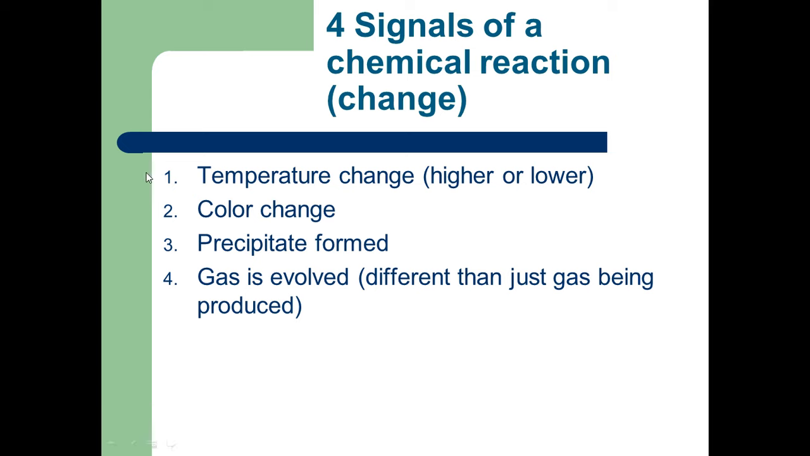Okay, so the first one is a temperature change, higher or lower. So say you mix 2 things and the temperature spontaneously gets higher, or you mix 2 things and the temperature gets lower. That's a sign that a chemical reaction has occurred. The second is a color change where a color was not previously present. So say you had some blue crystals and some clear crystals, you mix them together and they turn green. Okay, that's a chemical change.